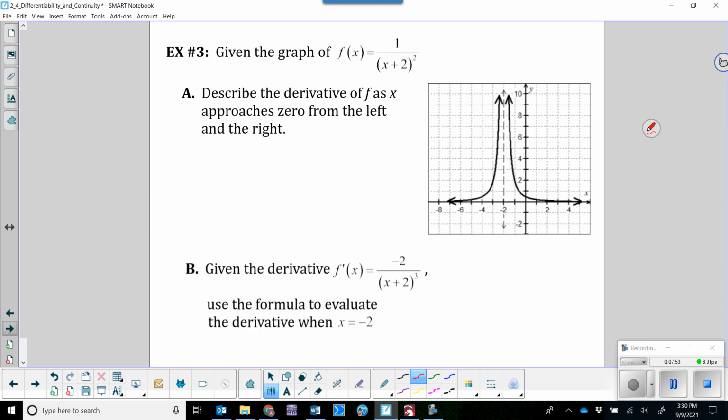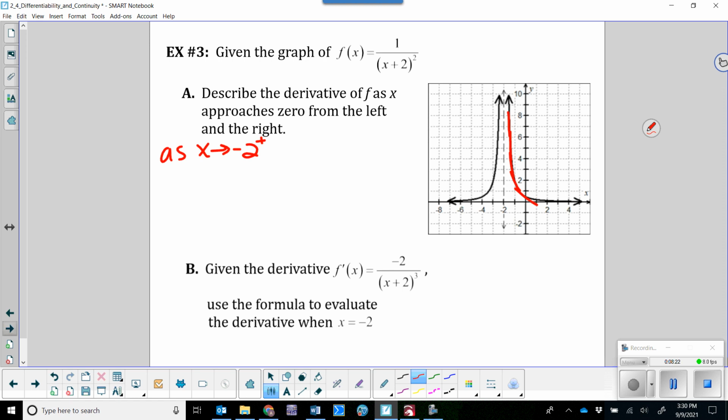All right, let's look at 3. So here we have a graph of 1 over x plus 2 whole thing squared. Let's talk about the derivative as x approaches negative 2 from the left and from the right. As I come to negative 2 from the right, derivative is slopes of tangent lines. So look at these tangent lines. What are they approaching?